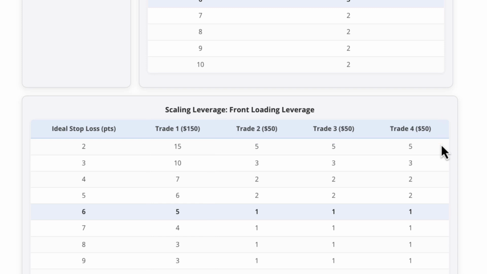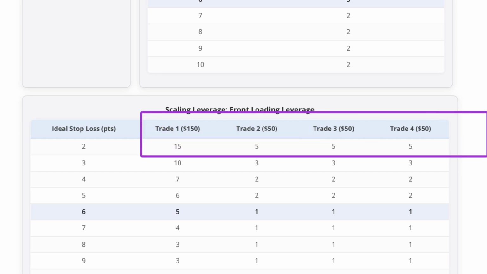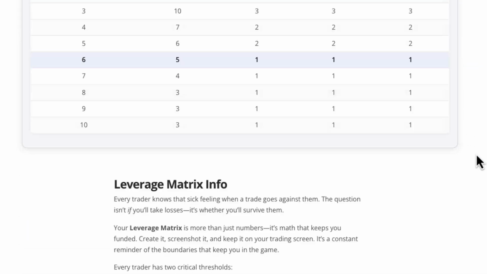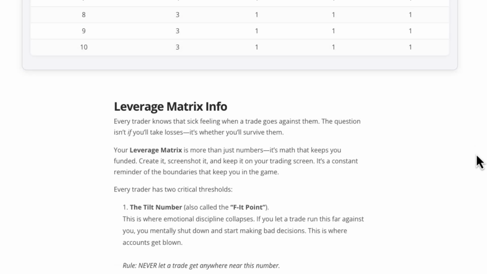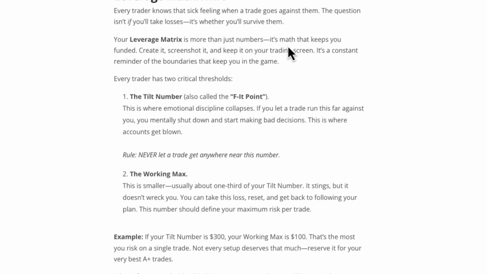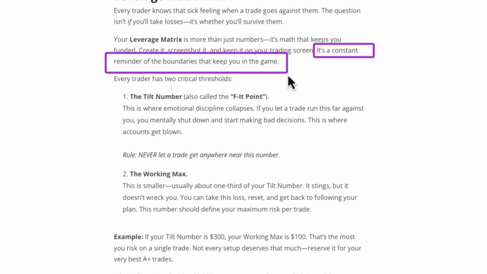Now you could do this differently. You could just say, nope, I'm going to do the same amount every single trade. Okay, well, adjust your leverage metrics accordingly, which you can do below. So let's get back to reading this. It's a constant reminder of the boundaries that keep you in the game. Screenshot it and have it on your screen.